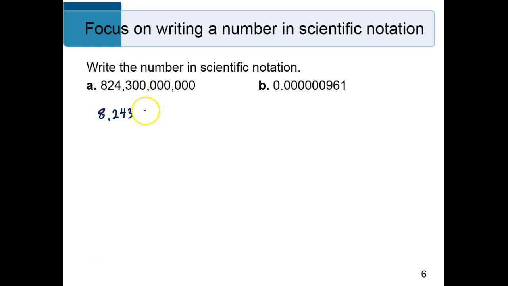What's next? Times 10 to the, okay, that's 3, 6, 9, 2 more, 11th power. Perfect. Does everybody see that? All right, good deal. How about B? 9.61, that's the easy part, times 10 to the negative, let's see, 1, 2, 3, 4, 5, 6, 7. You're absolutely right. 9.61 times 10 to the negative 7. Does everybody see that? Any questions? Very good.